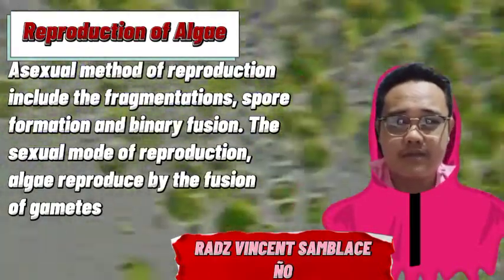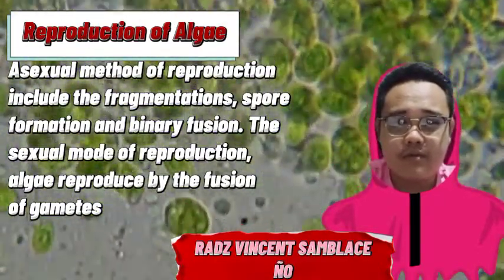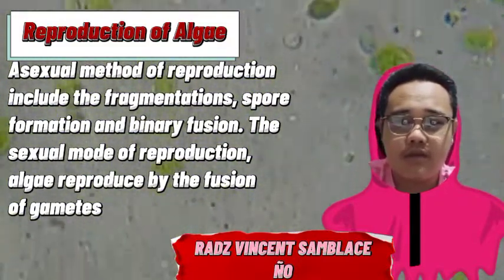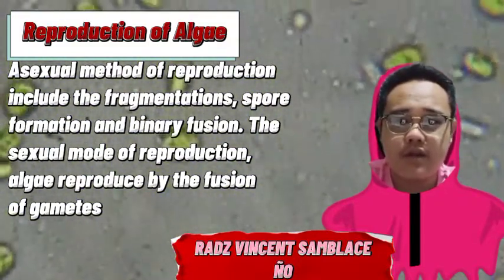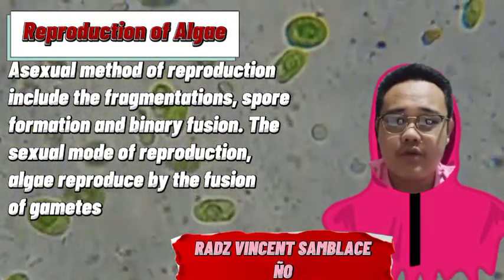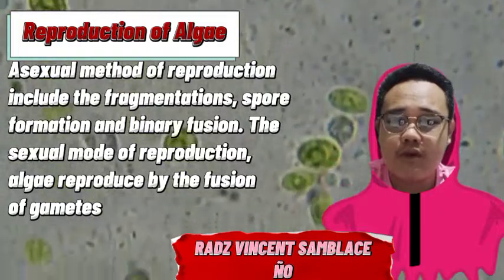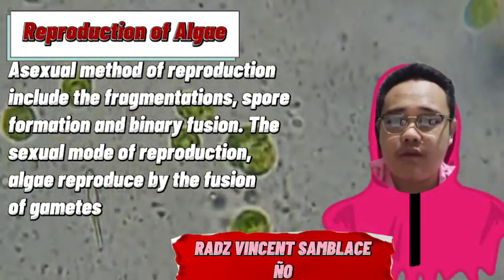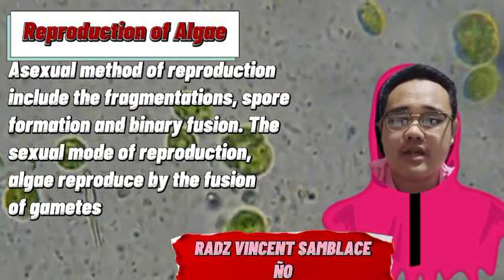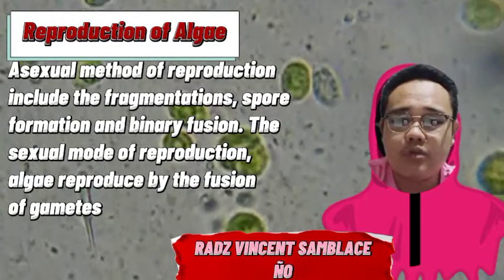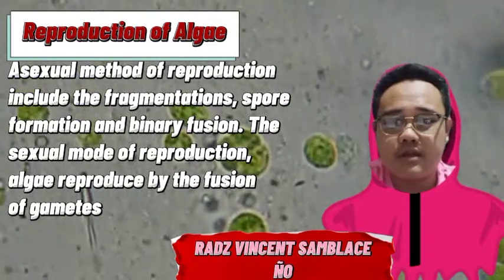Algae reproduction. Algae reproduce by sexual and asexual methods. Asexual methods of reproduction include fragmentation, spore formation, and binary fission, which is mostly found in algae. The sexual mode of reproduction is mostly found in the higher algae. When we say higher algae, it means they reproduce by the fusion of gametes.